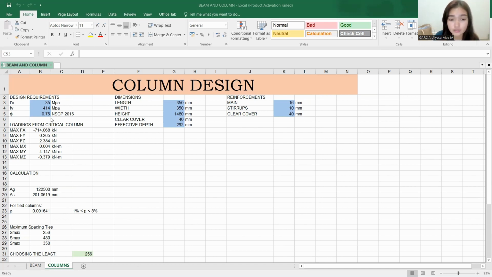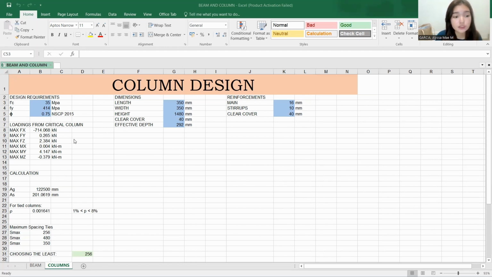Effective depth is 292 millimeters. For the reinforcements, we have here the main reinforcements and the stirrups. For the main, we have 16 millimeters diameter, and for the stirrups, we have 10 millimeters for the diameter.